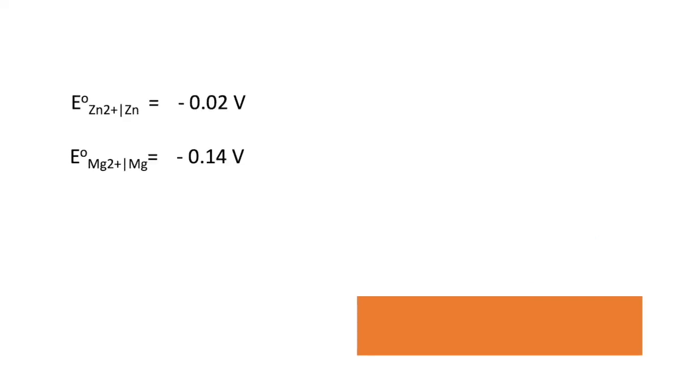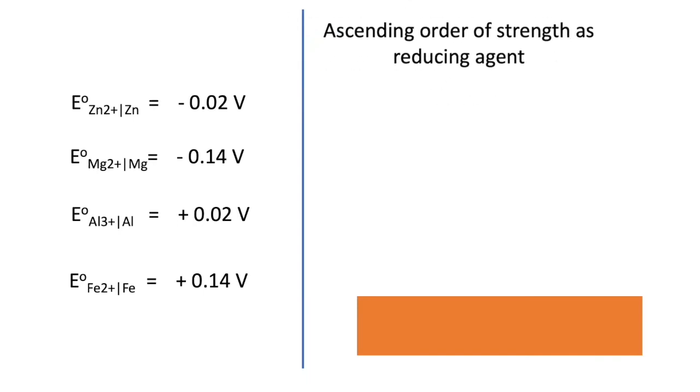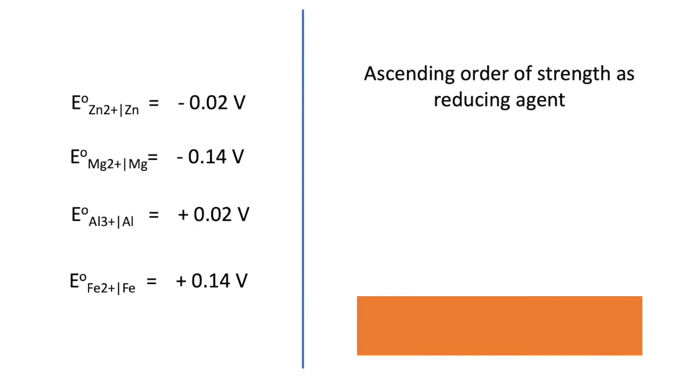Memang inilah hasilnya. We get the SRP for zinc, magnesium, aluminium and ferrum when we make a comparison with copper. So in the objective, we have to arrange all these metals in order of strength as reducing agent. As we know, for a metal to become a reducing agent, the more negative it is, the better it is. Dia semakin negatif, dia akan jadi lagi bagus sebagai reducing agent.